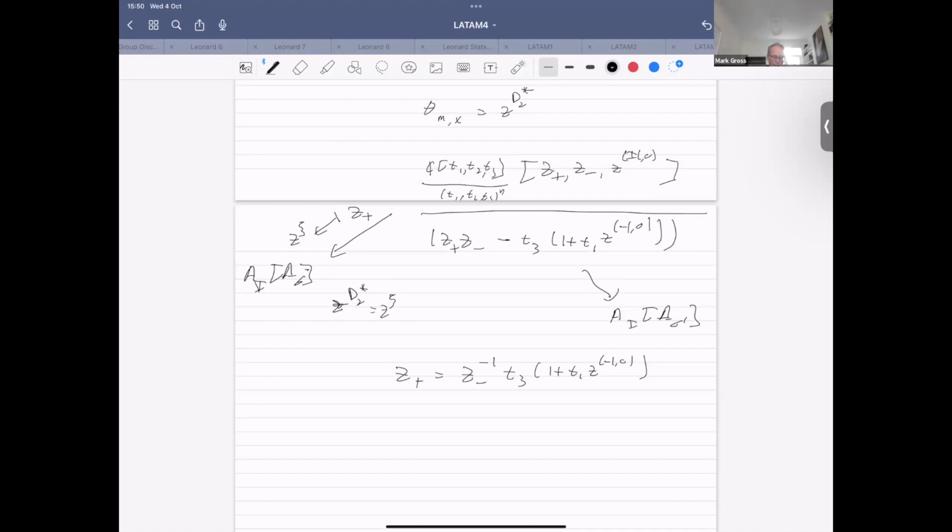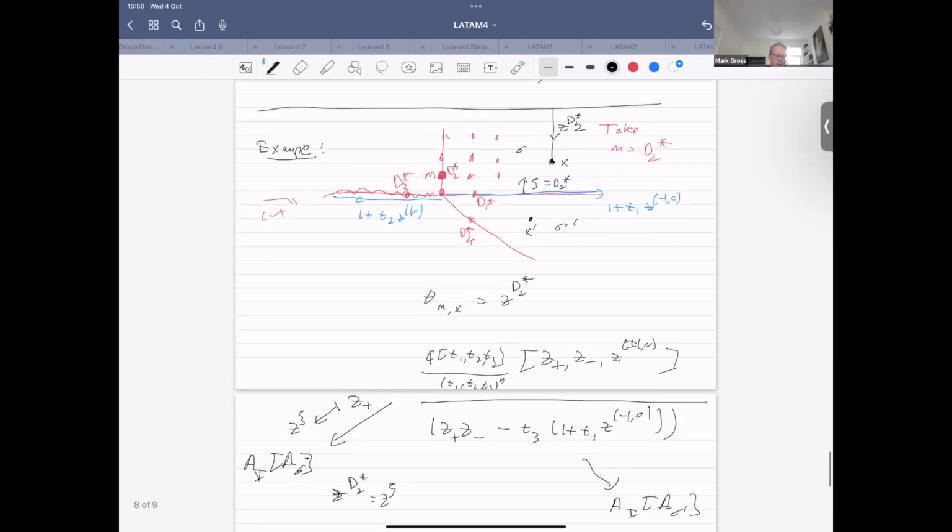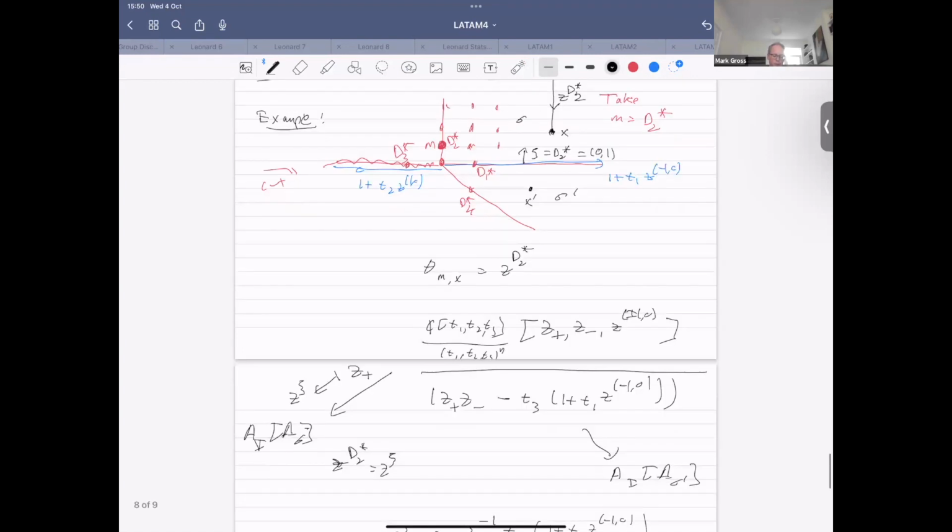And that maps to z minus here maps to z to the minus c. So that's going to be z to the c times t3 times 1 plus t1 z to the minus 1, 0. So thinking of c, thinking of our affine coordinate chart, this can just be identified with 0, 1, the vertical tangent vector.